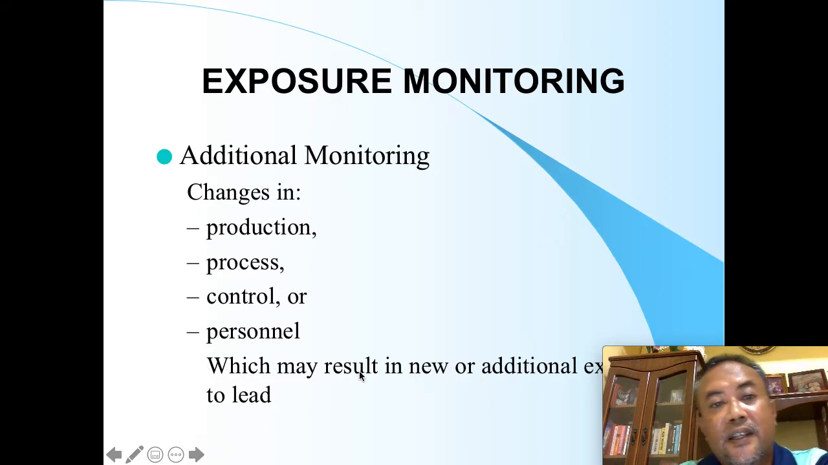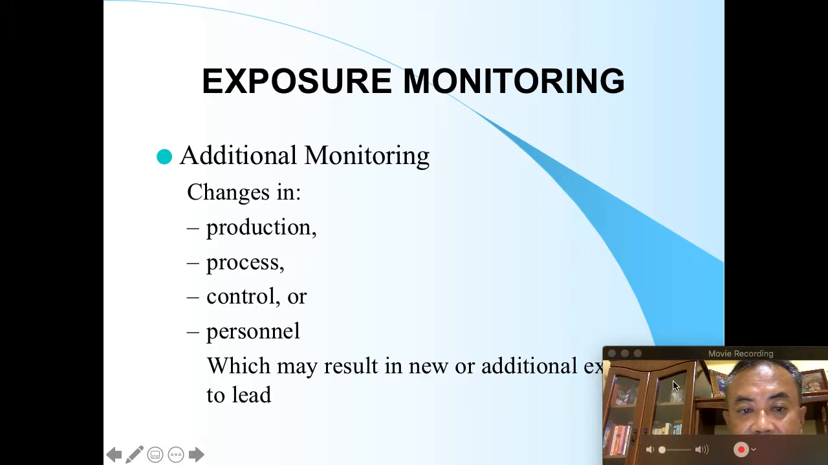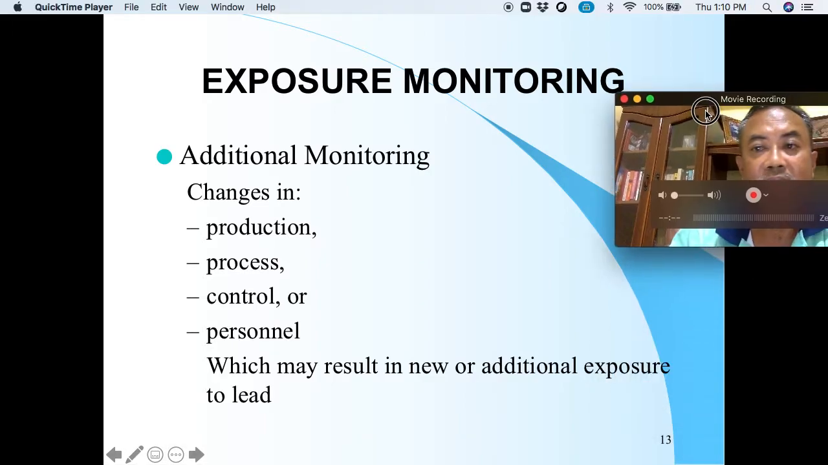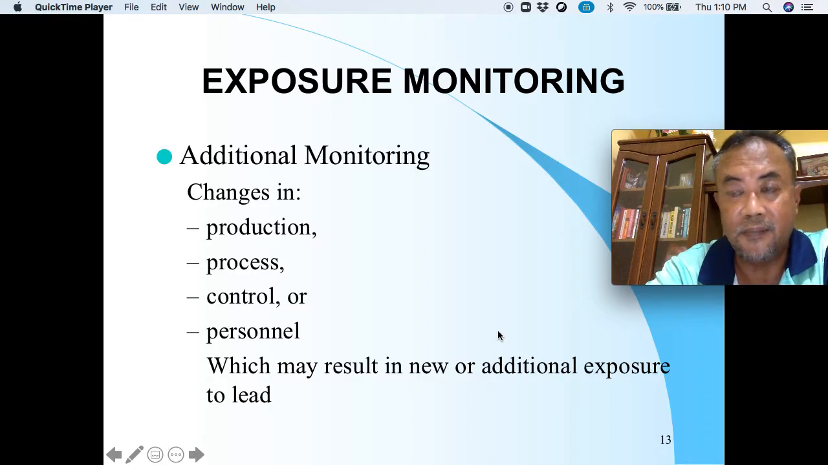Then there is additional monitoring if there are changes in the production, process, control, or personnel, which may result in new or additional exposure to lead. For example, at the beginning they make this type of ceramic, then they change to other production, like making plastic. So they have to do monitoring also.